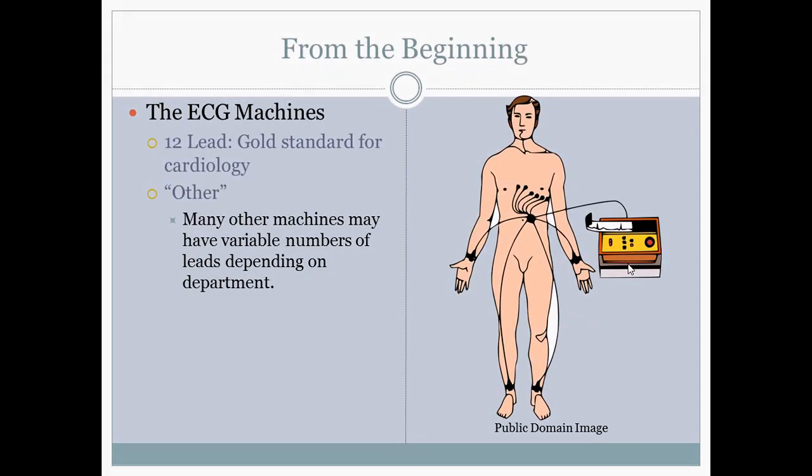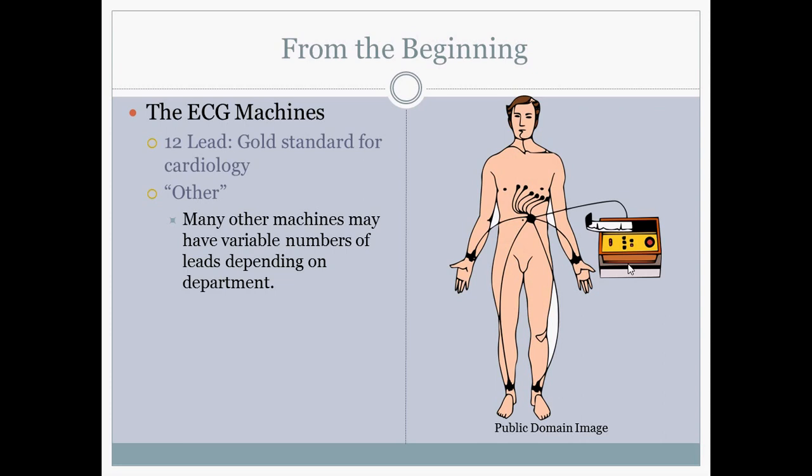Basic review of EKGs as a machine. The 12 lead is the gold standard for cardiology. However, there are many different types of EKG machines. Personally, I was most well versed in using a 5-lead wire system. I could not tell you off the top of my head how many actual leads that represents, but I've also worked with 4-lead wire systems, and I have worked with 12-lead systems as well, which are technically 10-lead wire systems.